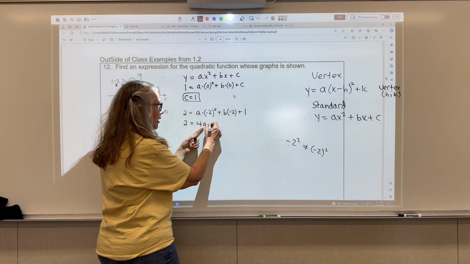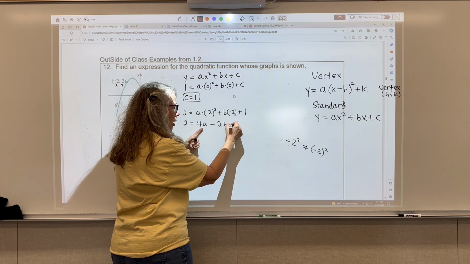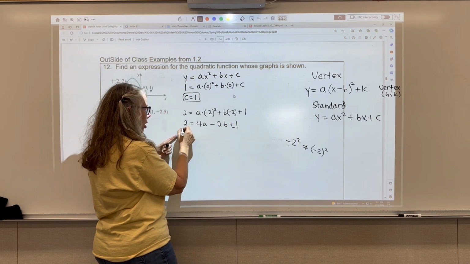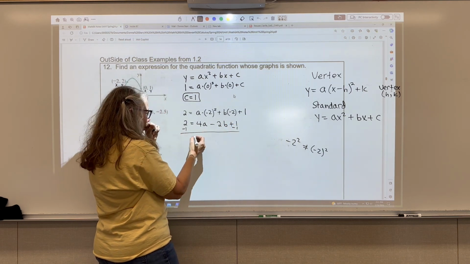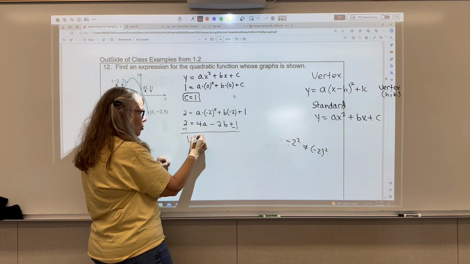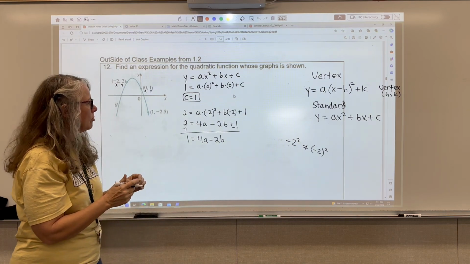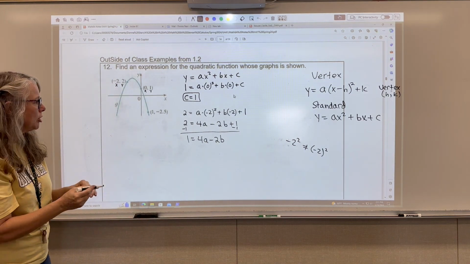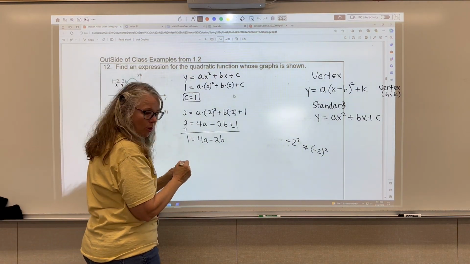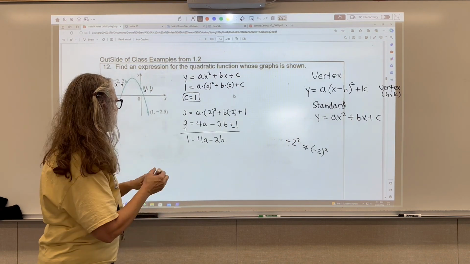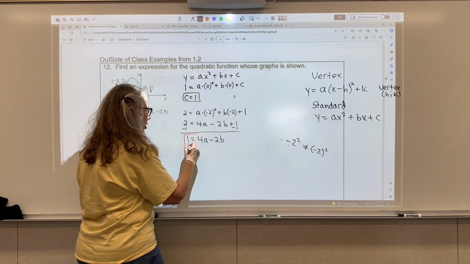And so this is minus 2b plus 1. I'm going to take away 1 from both sides. And I'm going to get 1 equals 4a minus 2b. That has 2 unknowns in it. That equation right there, I'm going to put a box around it so I don't lose it. And I'm going to see if I can get another equation.